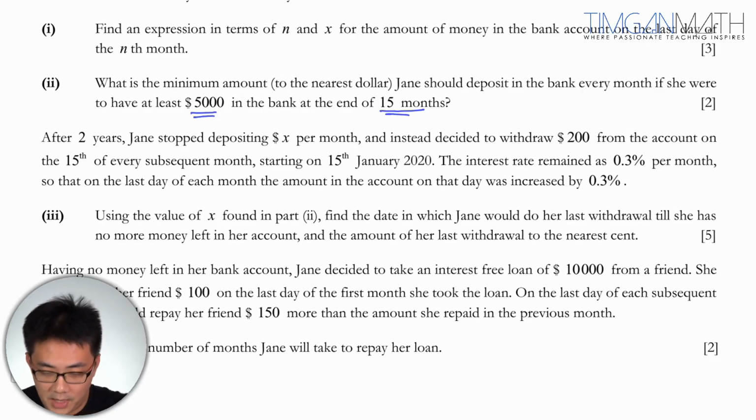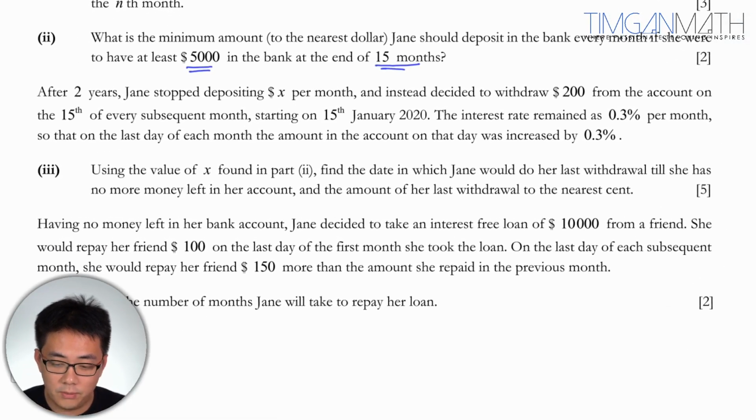So let's look at part 3. After 2 years, Jane stopped depositing X per month. Instead, she decided to withdraw 200 from the account on the 15th of every subsequent month, starting on the 15th January 2020. Okay, the account on the 15th of every subsequent month. Okay, so in the middle, the interest rate.